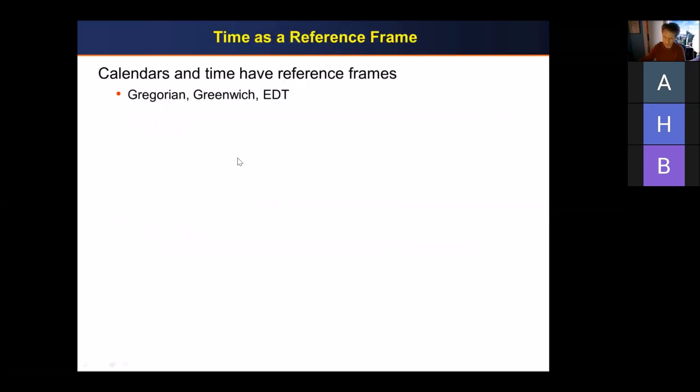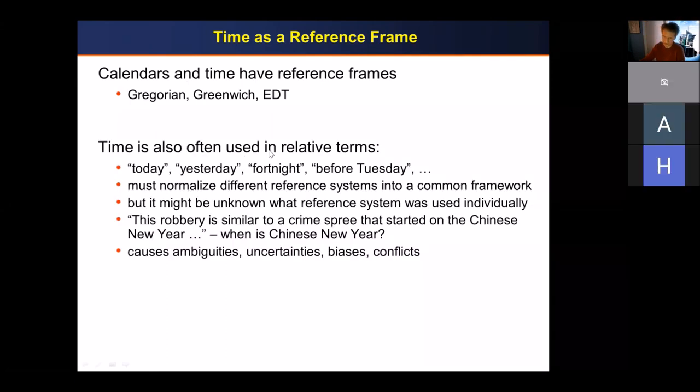Okay, so calendars have a reference frame, like Gregorian, Greenwich, ADT. Oftentimes time is used in relative terms: today, yesterday, before Tuesday. If someone says today, you don't know if that is your today or their today. Do they live in the same time zone or a different one? Often you say to someone, I want to meet you tomorrow. If you say it in Hawaii and that person is in Tokyo, then tomorrow is already today for that person. So it's very difficult.